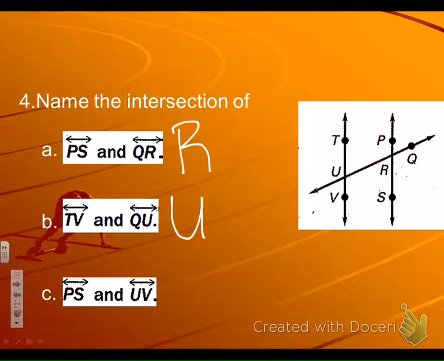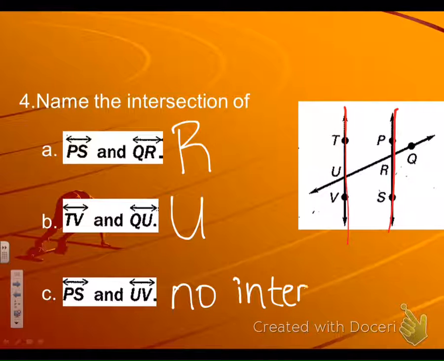Last one, we are looking at lines PS and UV. PS and UV, where do those intersect? Nowhere, they don't. So again, we would call that no intersection. There we have it. That is lesson 1.4.